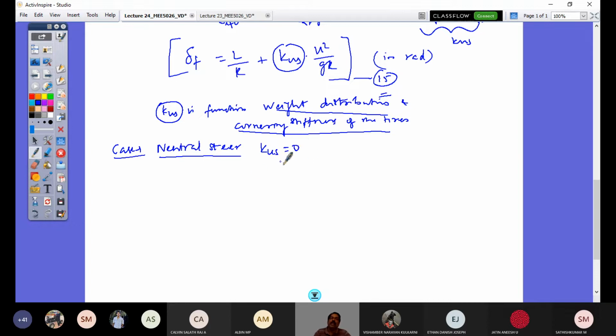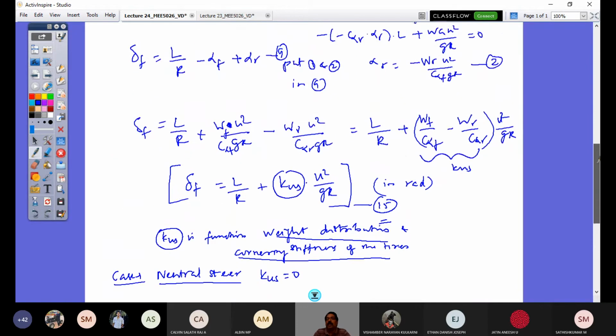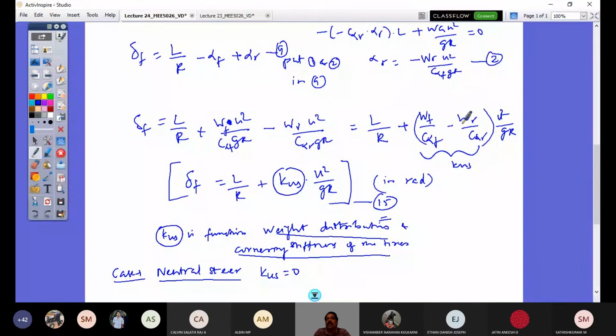When can this K US value be 0? Can anyone answer? Look at here. When this K US value is 0, W F and W R are equal. W F and W R being equal is not sufficient. You have to look at the denominator as well.